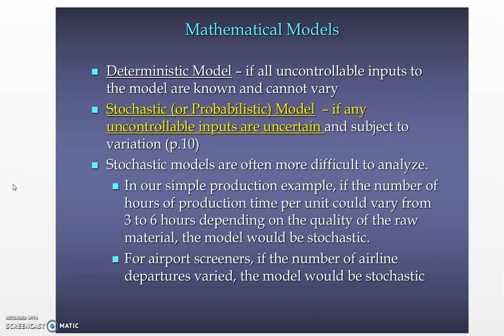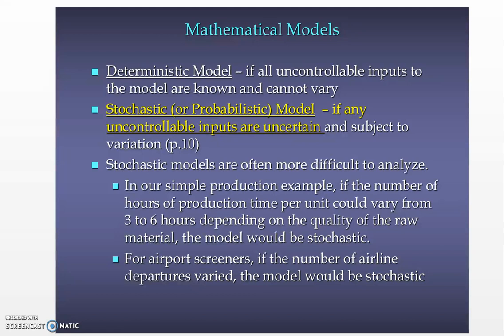Now, we decide whether we have a deterministic or probabilistic model based on whether or not we know all the inputs to the model and whether they can or cannot vary. The reality is most things in life are probabilistic, and so they are more difficult to work on. If the number of airline departures could be varied, the model would have to be stochastic or probabilistic. So it's important for us to understand that, because that in turn will potentially affect the way we arrive at our solution.